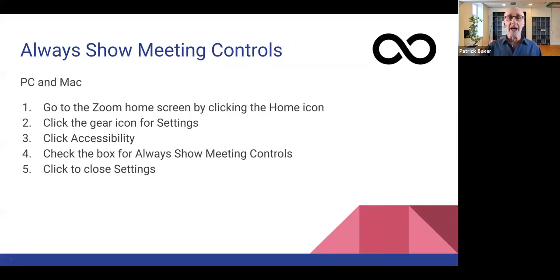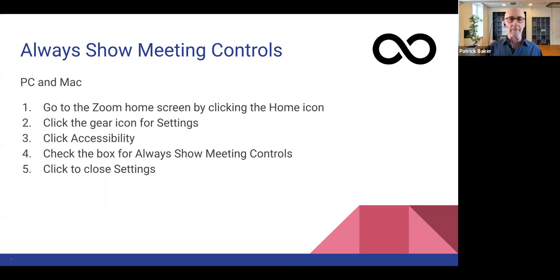On a PC or Mac, you go to the Zoom home screen within the Zoom program itself. You click on the home icon. That makes the gear icon visible. And then you click on the gear icon for settings. There's a bunch of options listed on the left. You click on accessibility, and then you just check the box to make the meeting controls always visible.